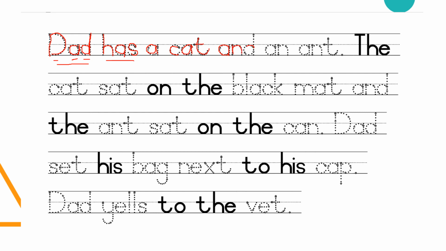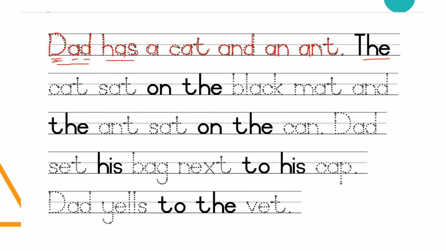D, and an, a, t, ant. And when we end the sentence, a period at the end. Capital letter at the beginning, period at the end. Dad has a cat and an ant.